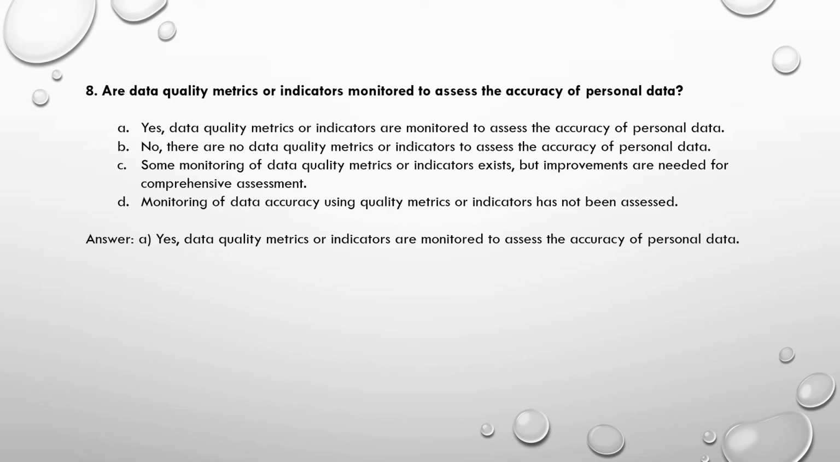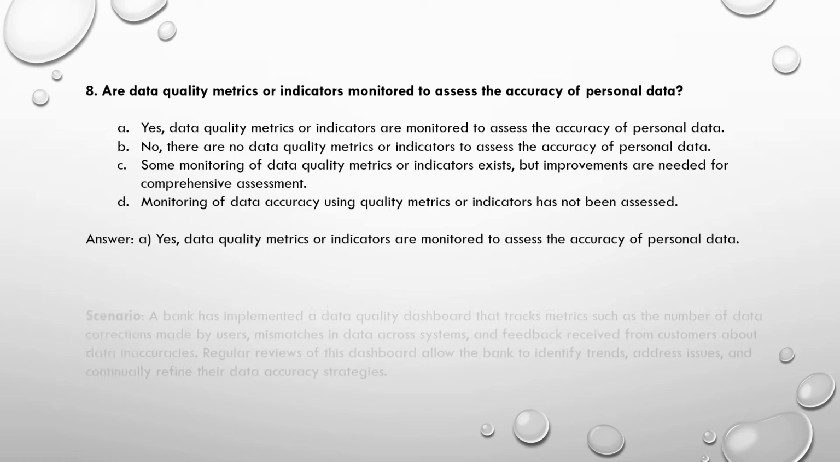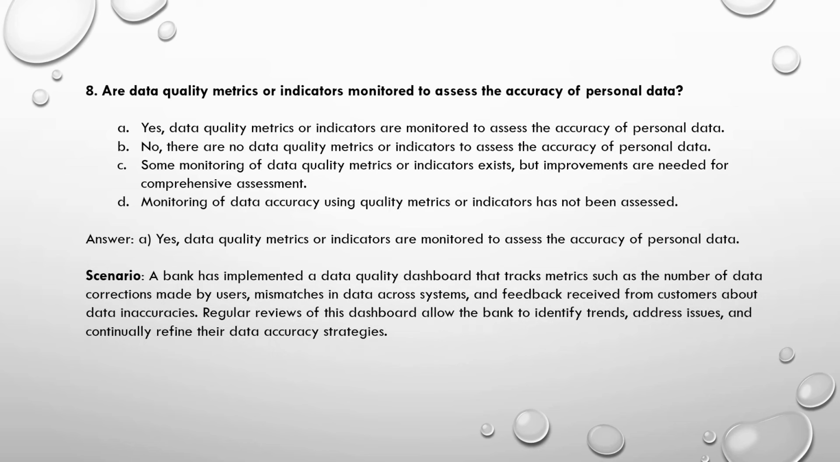And of course, the rest of the options, as per your current company status, mean the company is at risk. Let's understand from a scenario. A bank has implemented a data quality dashboard that tracks metrics such as the number of data corrections made by users, mismatches in data across systems, and feedback received from customers about data inaccuracies. Regular reviews of this dashboard allow the bank to identify trends, address issues, and continually refine their data accuracy strategies.